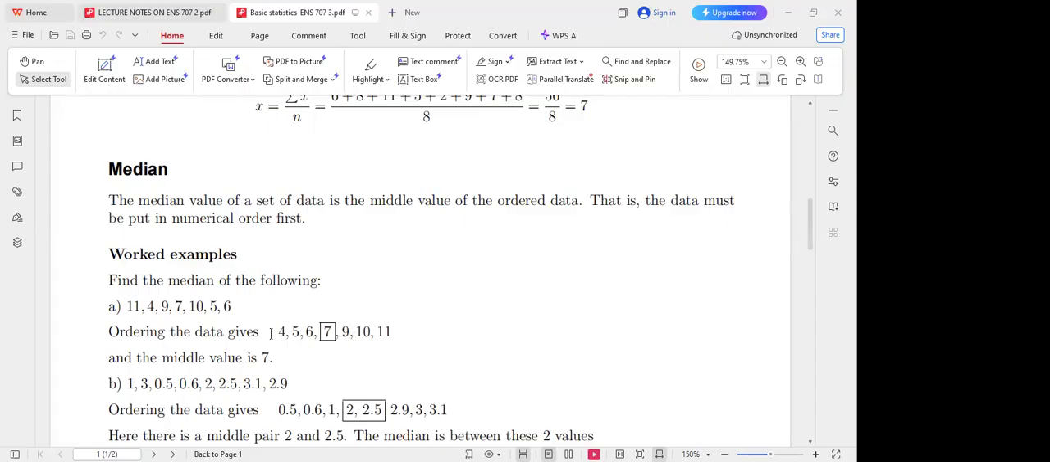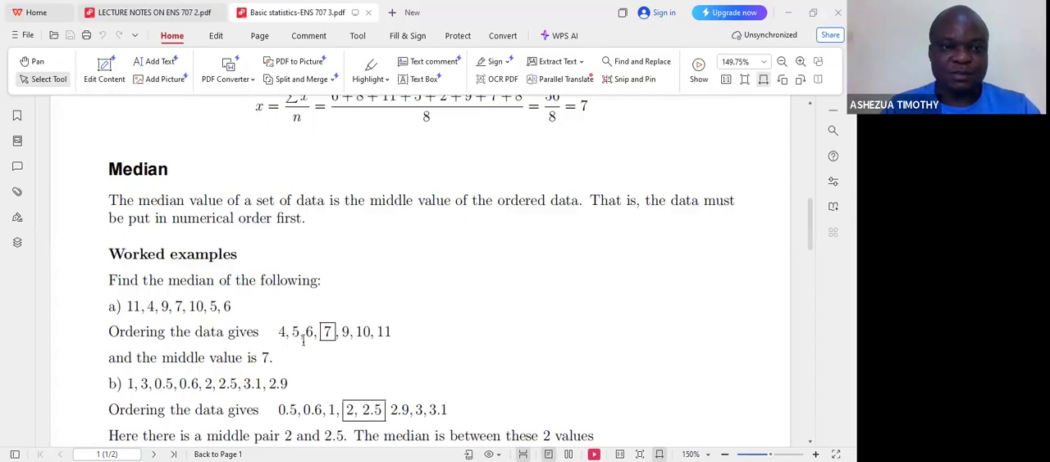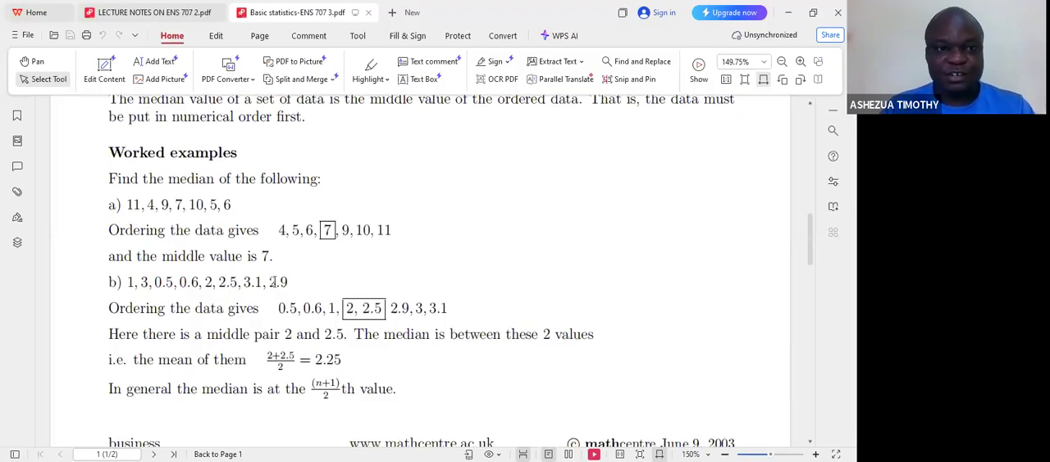So when you arrange the data from the lowest to highest or from the highest to lowest, you will observe that the median here is 7. So we say the middle value is 7. Now for the B part, we have a different scenario here. You are asked to find the median of the following set of values. And if you order this set of values from the lowest to the highest, you have this.